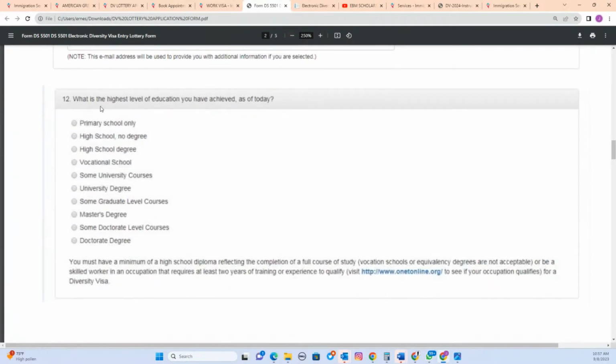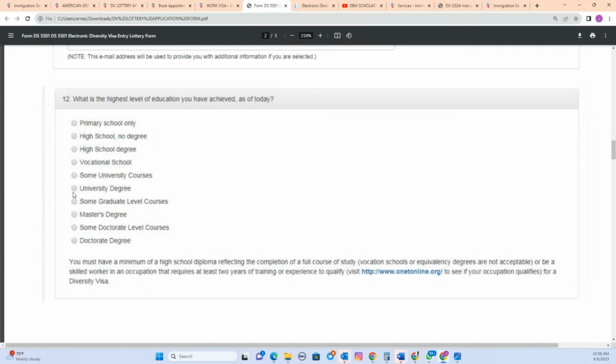Then we come to another part, about education, and then I'll talk about work experience. In the Diversity Visa Lottery application form, there is no place where you are supposed to put the work experience. Work experience is used after winning the visa. But in this application form, there is a place where you need to select the level of education.